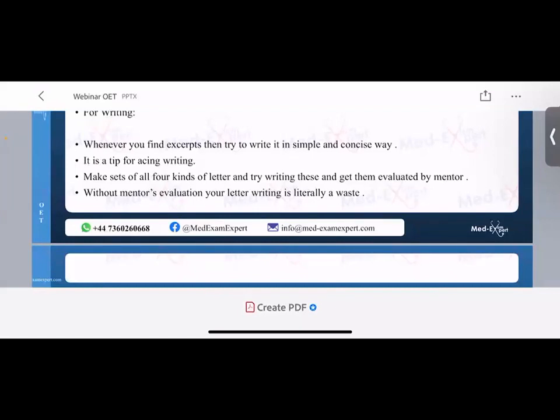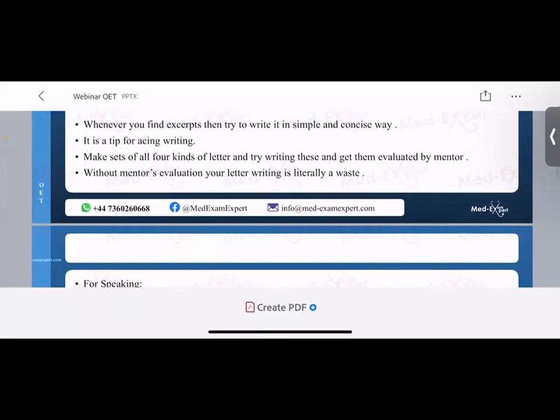So next, without a mentor's evaluation, your letter writing is literally a waste. Yes, this is true. If a student writes 15 to 20 letters, but without proper evaluation and proper guidance, he may never know what his mistake is in the letter, which part of the letter he is lacking, and where he loses his marks. So without a mentor's evaluation, your letter is literally a waste.